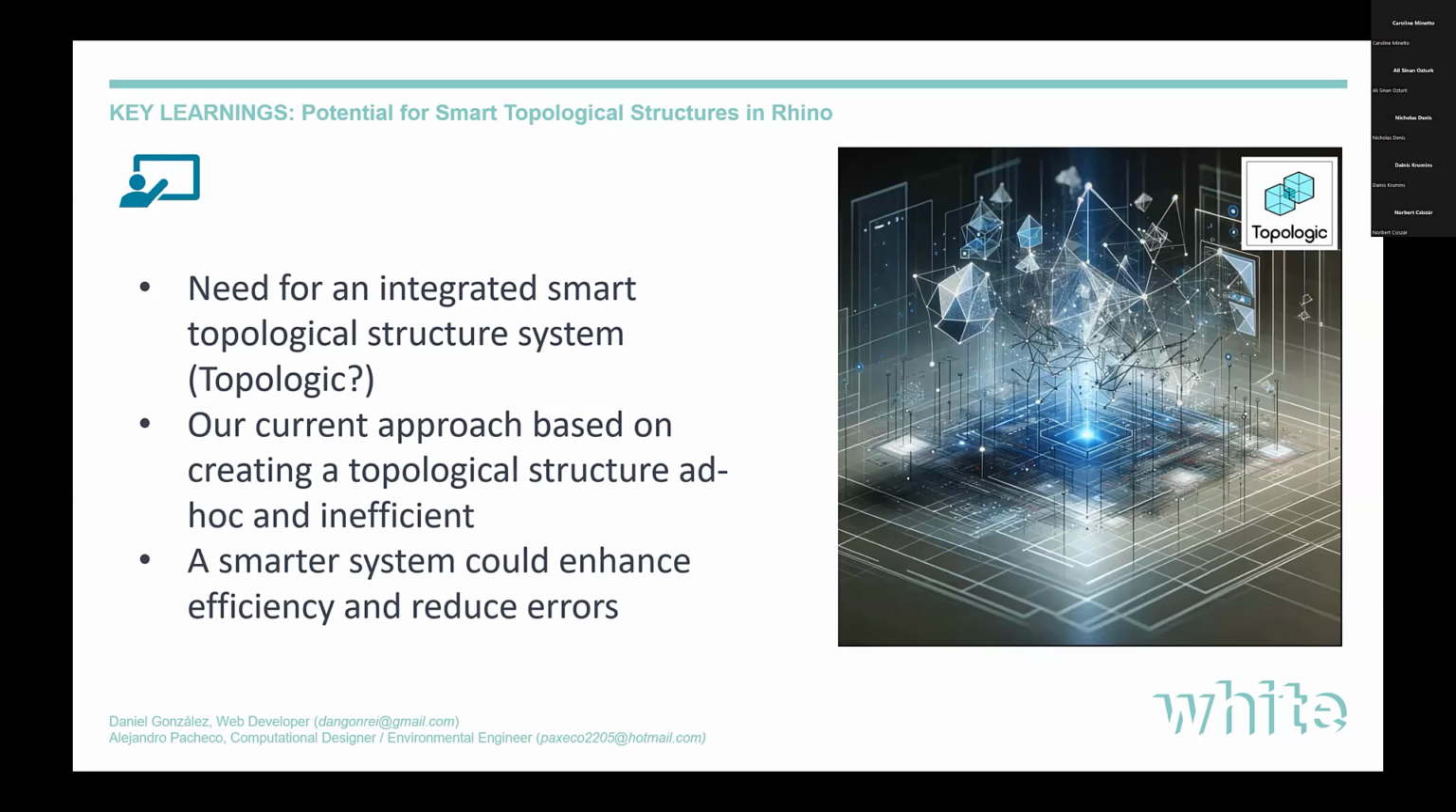So we would have loved, and this is a suggestion for McNeel, if Rhino could have a built-in topological system. We see a lot of potential for many things, but especially for performance analysis, because most performance analysis needs some kind of topological system to relate all the geometries.